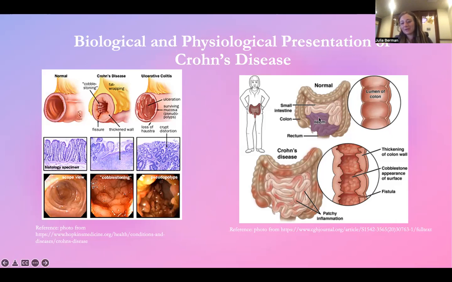And this is just showing the anatomy and physiology of Crohn's. You can see there's a thickening of the colon wall, that cobblestone appearance on the surface, which makes Crohn's kind of easy to identify via a scope. And also fistulas are present in Crohn's.